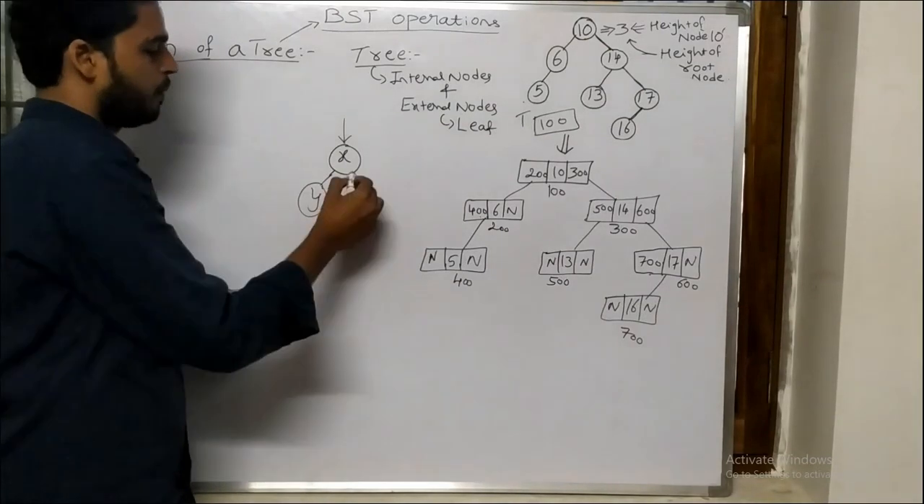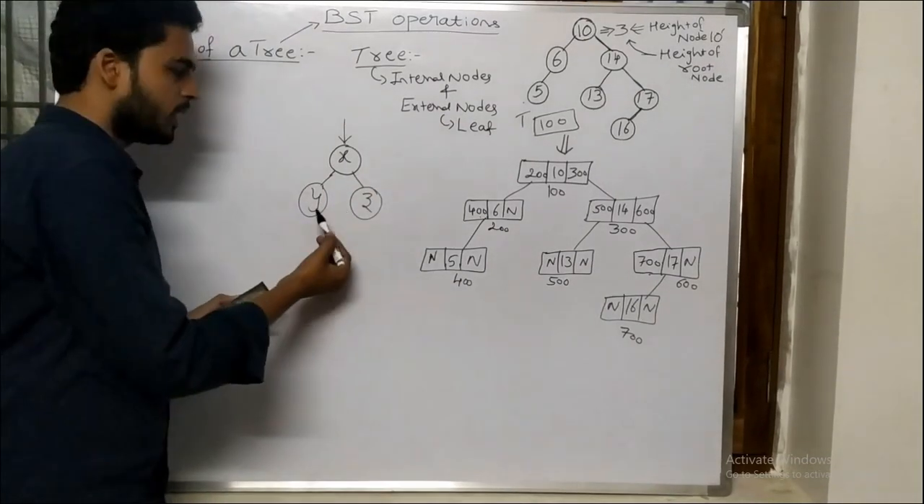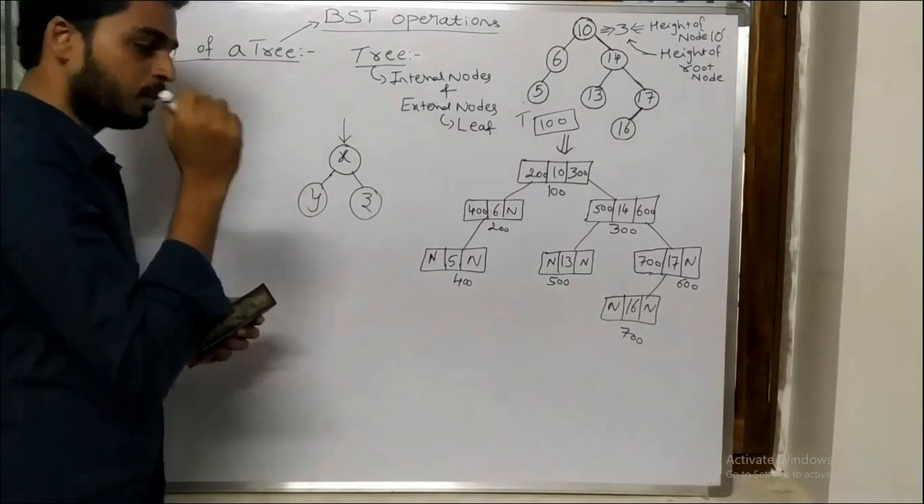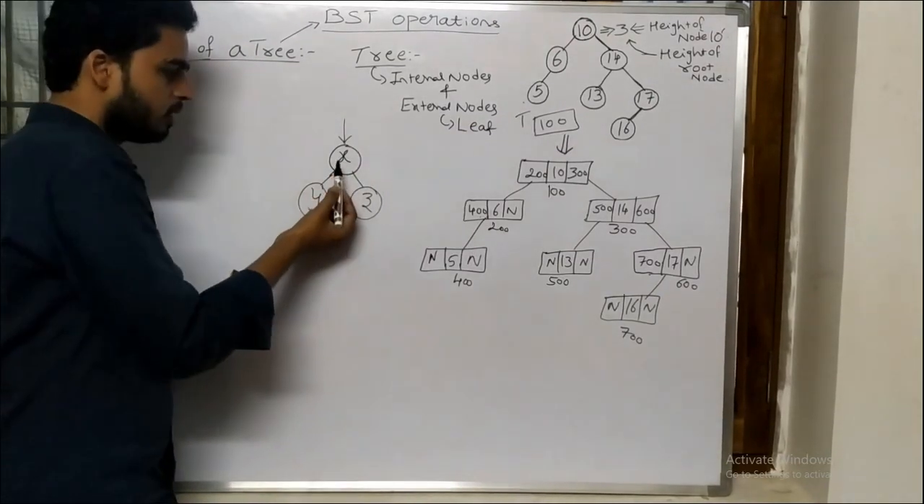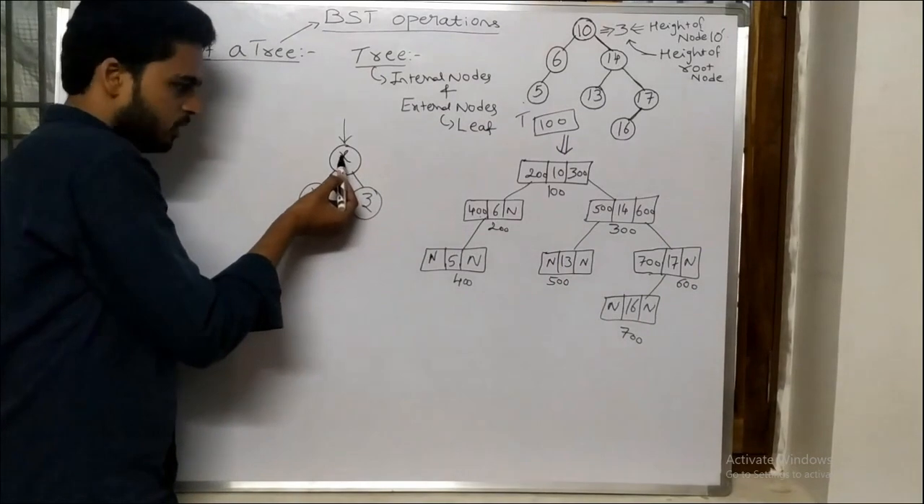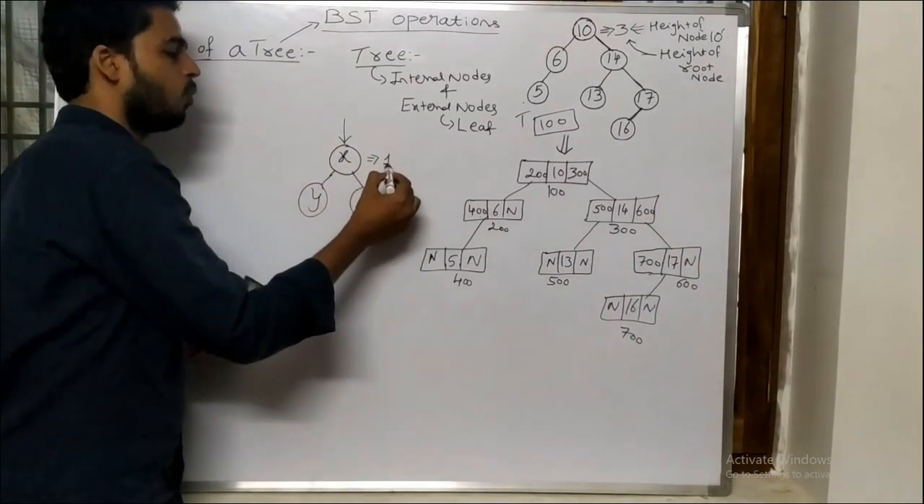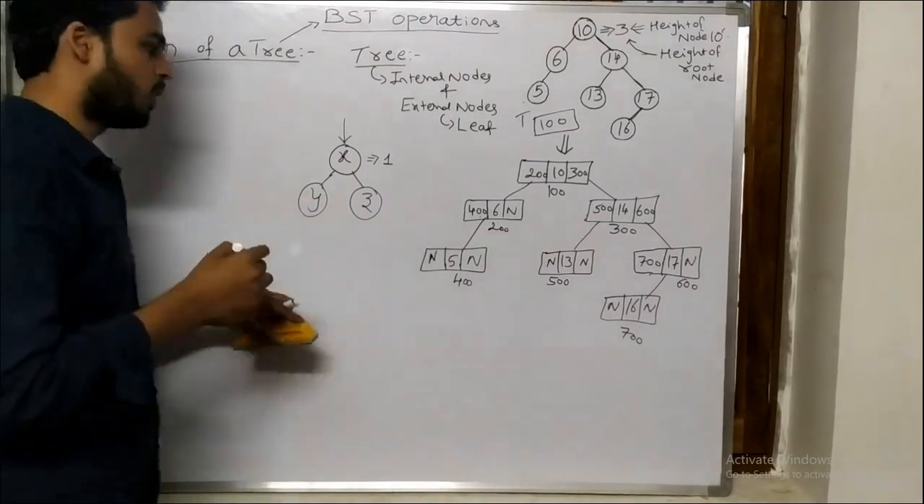Okay, I am having the node z also. What is the total number of nodes there? 3, right? How are we going to check? First I will calculate one node. This node itself, its count is 1.